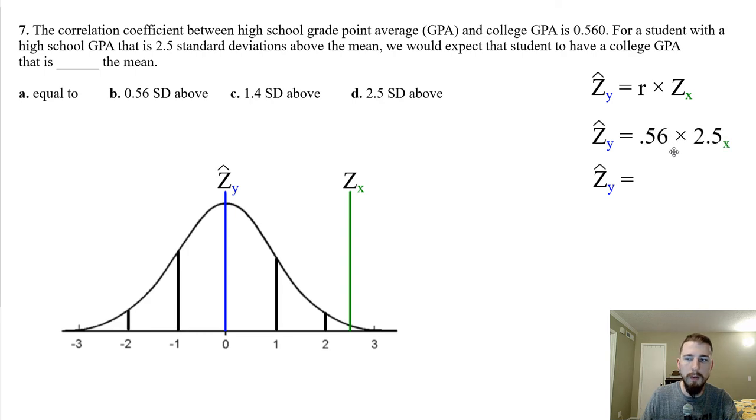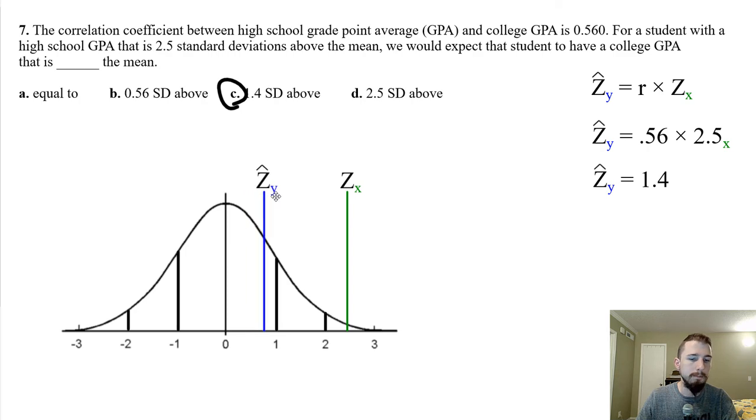So it'd be 0.56 times 2.5, which is going to give us 1.4. So we would have a positive 1.4, which is 1.4 standard deviations above the mean, would be our predicted value here. So our answer would be C as in Charlie. Graphically, what's going on here is however far we were able to deviate from the mean with our explanatory variable, the correlation coefficient times that value of 2.5 is how far we can confidently deviate from the mean with our response variable, which would be about 1.4.